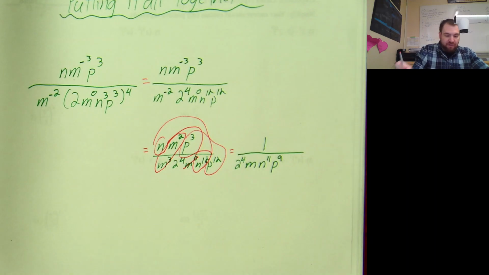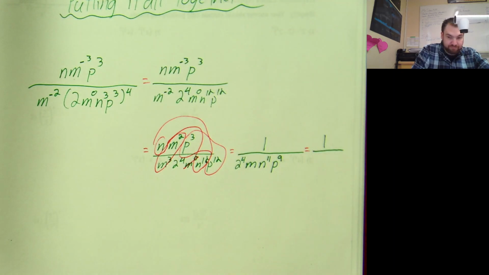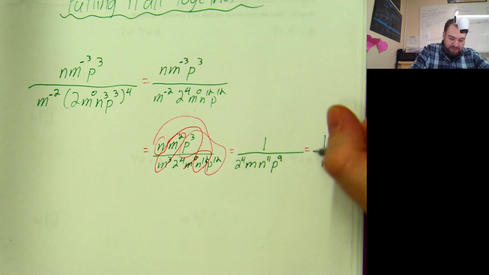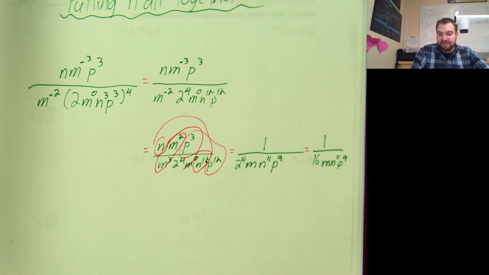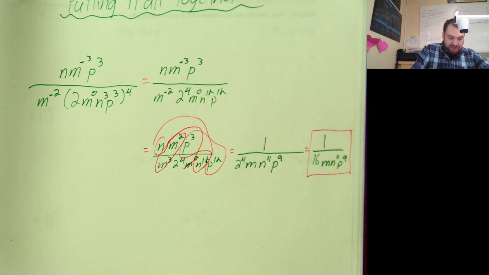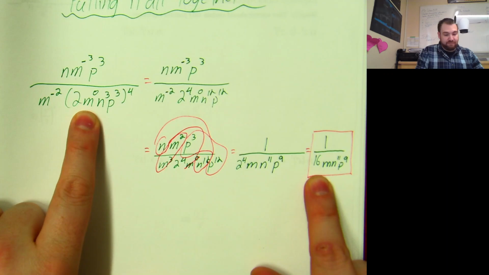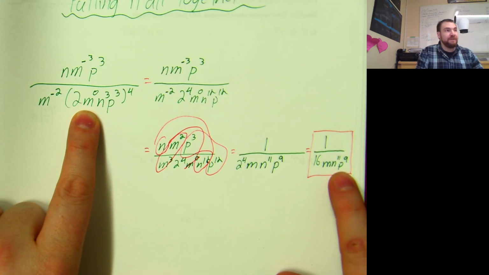So I've got this, and yes, Danny, we could finish this off by saying that this is going to be equal to what? You said you wanted to evaluate the 2 to the 4, which is 16. Boom. So there is my final simplified expression. This became this. No, it's not 1. It's 1 over 16 m to the 11 p to the 9.